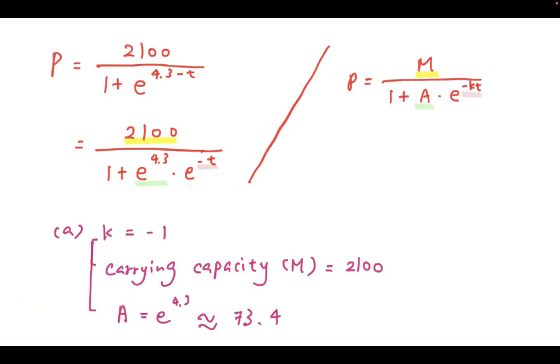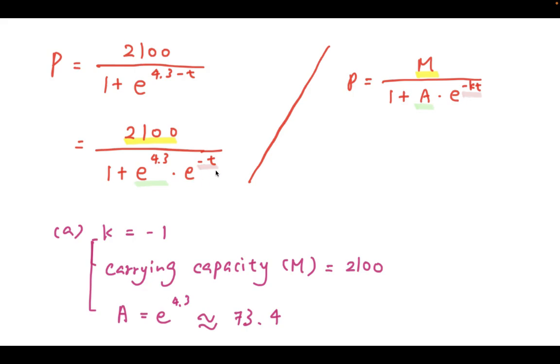To answer part A, I write the given formula and the formula we have for the logistic model from the textbook here, side by side, and then I compare the corresponding coefficients and variables. So the yellow part, that's the M, that's the carrying capacity. In this model, that's 2100. And the green part, that's the A, here is e to the 4.3 power. And then here, the pink part, this is e to the negative kt. Here we have e to the negative t.